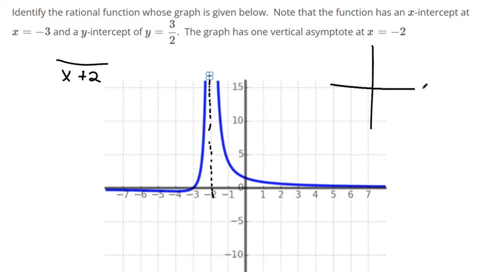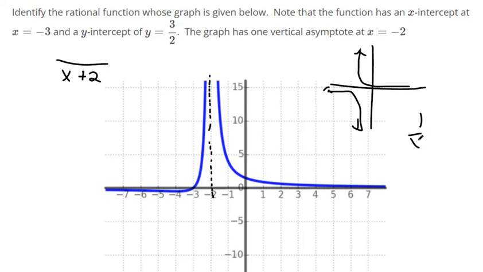Now, x plus 2 actually would look something like this for a vertical asymptote. That's what this vertical asymptote looks like. You've got a negative side and a positive side. But in this graph, the vertical asymptote, they're both going towards what we'd say is positive infinity. They're both rising instead of falling.